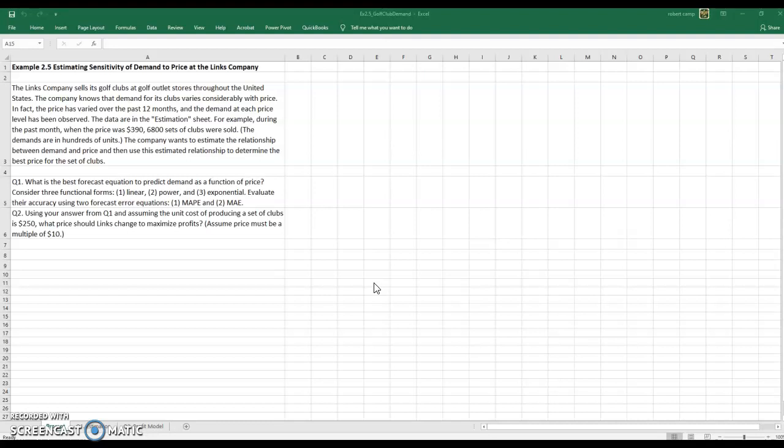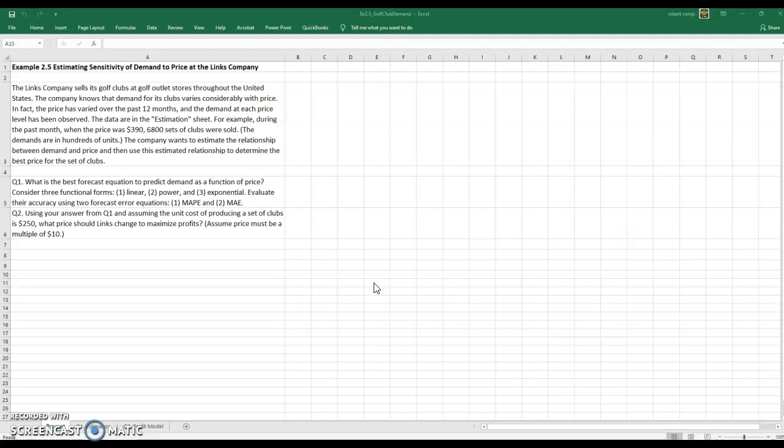So we've got two things going on. What is the best forecast equation to predict demand as a function of price? And we're going to consider three separate functions: a linear curve fit, a power curve fit, and an exponential curve fit. We're going to evaluate the accuracy using two forecast error equations, MAPE, which stands for mean absolute percentage error, and MAE, mean absolute error.